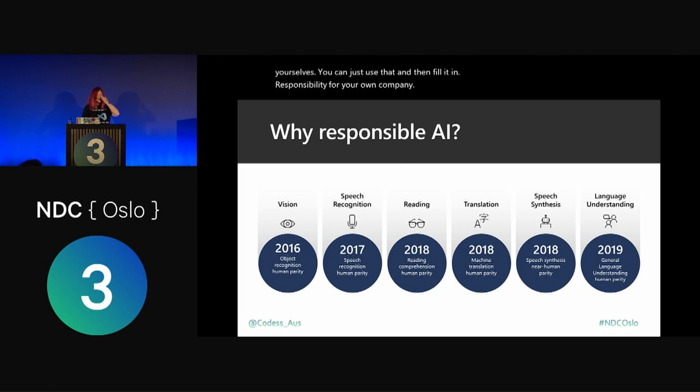This is why I say I think it's not the technology's fault. I think the technology is there. We reached human parity on all of these cognitive services many years ago. So it's already better than us, and it gets better every day.